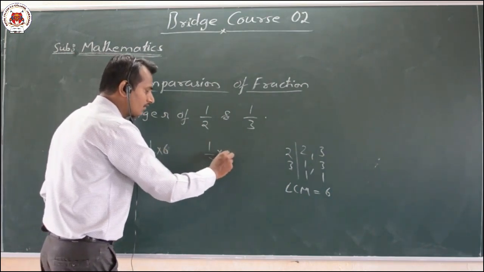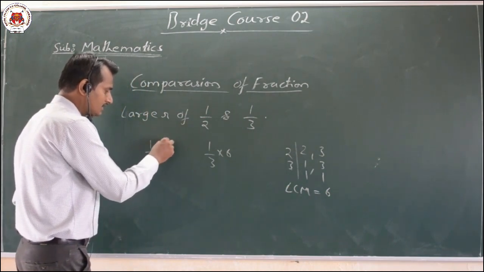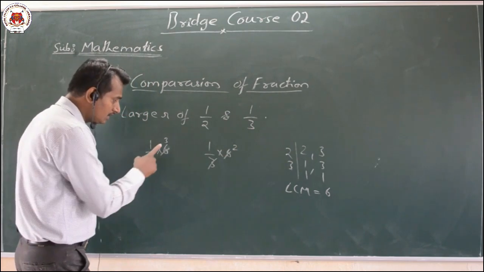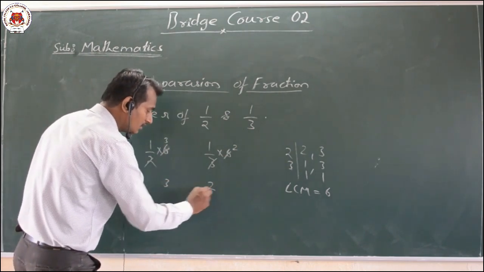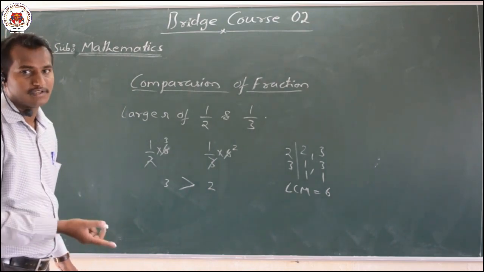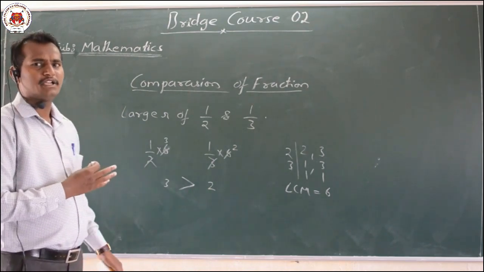So what we get here is 2 3s are 6, and here 3 2s are 6. Now what values did we get? Here I got 3 and here I got 2. So which one is larger? 3 is greater than 2. Is it clear? It is a very simple technique to find out the value.